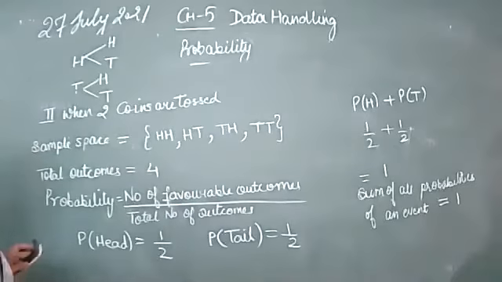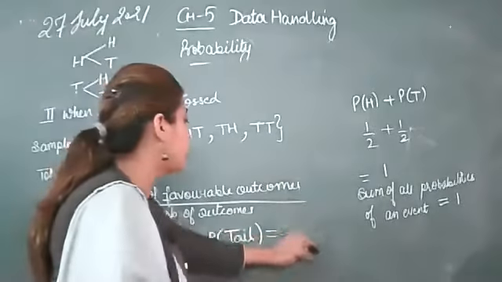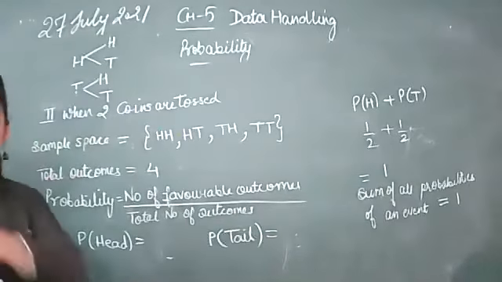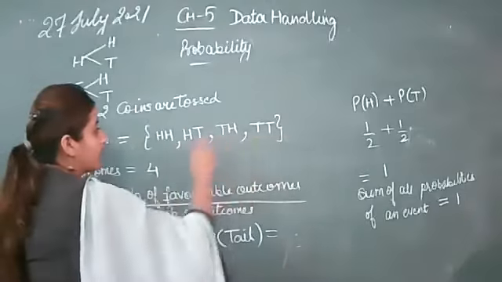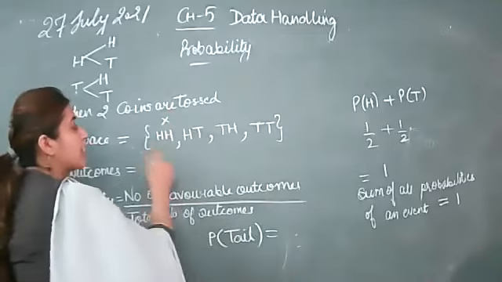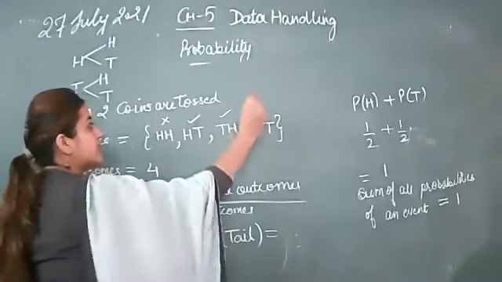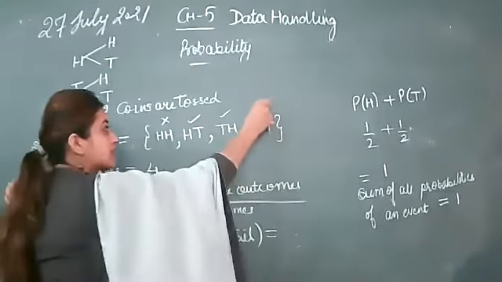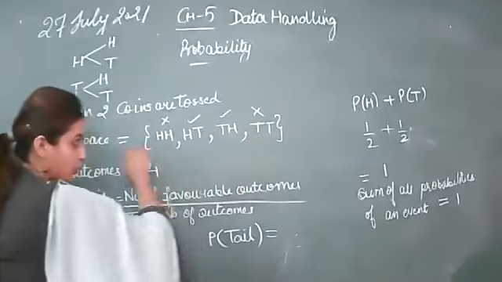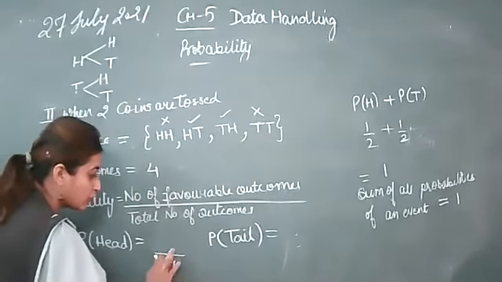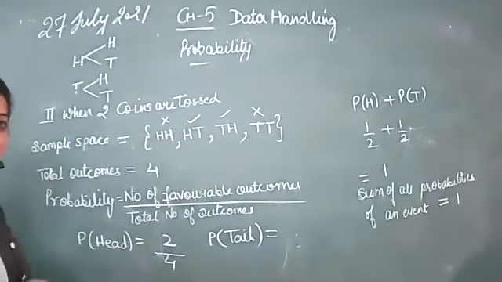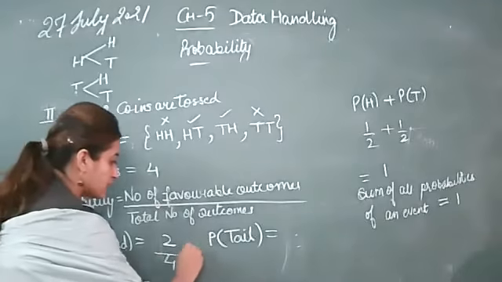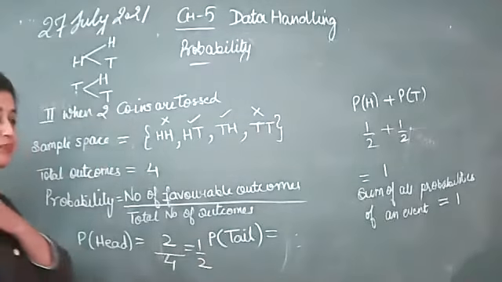Total outcomes are 4. Now we want probability of one head. You have to search for the events which contain one head. In this, 2 heads are there, so it will not be counted. This contains one head, this contains one head, and this event doesn't contain head. So total are 4, and out of these 4, 2 are favorable. Is it okay? The events which are favorable to one head are 2. So answer will be 1/2.